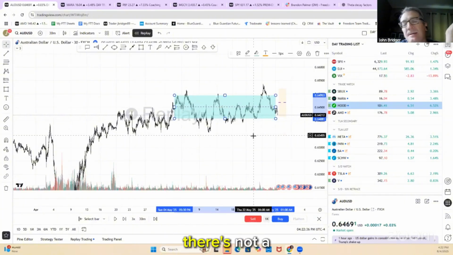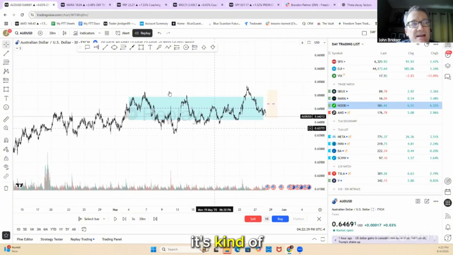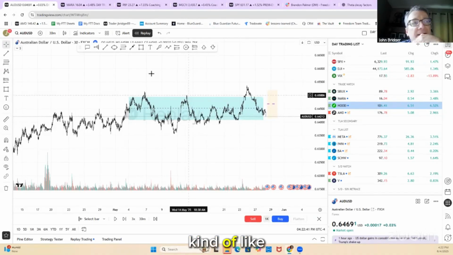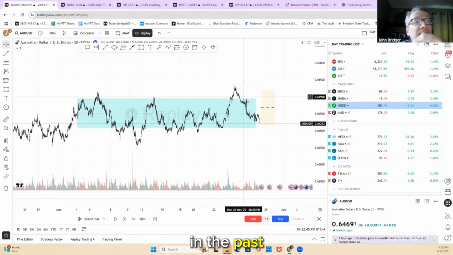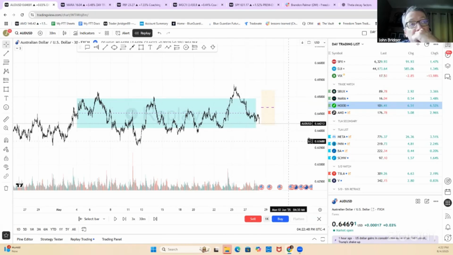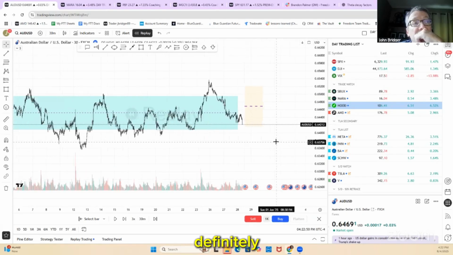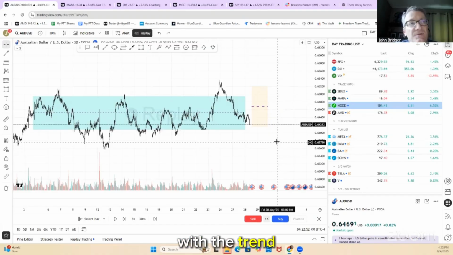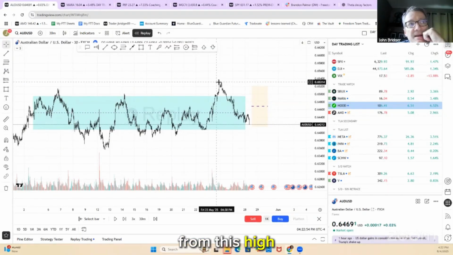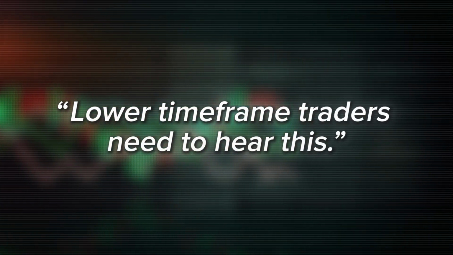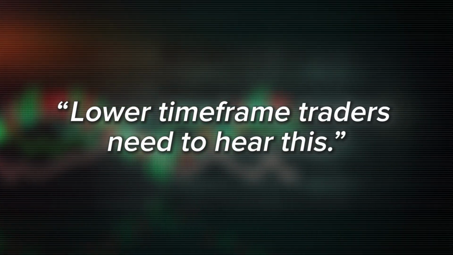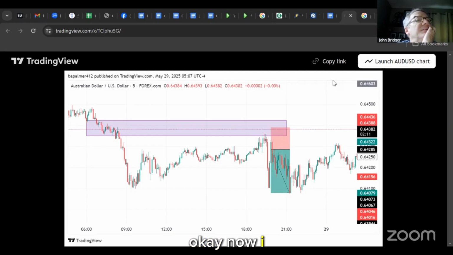In this case, there's not a bias up or down, right? It's kind of in these parallel bands, like in a consolidation mode. Although clearly in the past 24 hours, it's trending down. So your trade definitely aligned with the trend in that sense. It was moving from this high here, right, down to the low when you made your entry. Okay, now I see what you did.